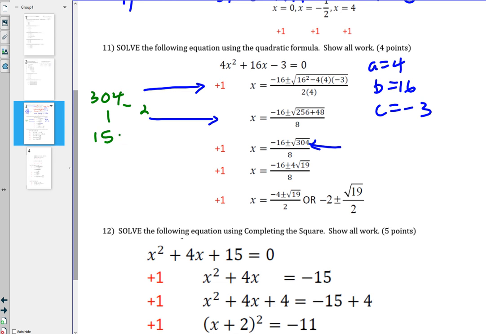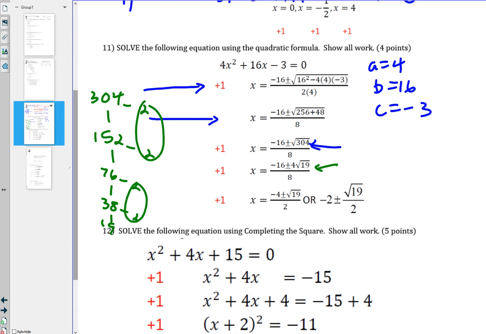If I divide by 2, that's 152. If I divide by 2, that's 76. If I divide by 2, that's 38. 2 again is 19. So I can bring out two sets of 2s. What's 2 times 2? 4. What's left behind is 19. Even if your tree doesn't look like mine, nobody's tree was graded. If your tree looks different than my tree, fine. But you have to get 4 square root of 19.